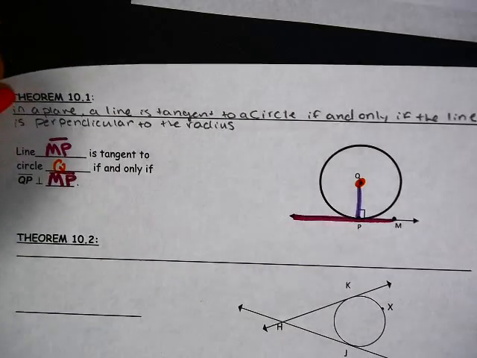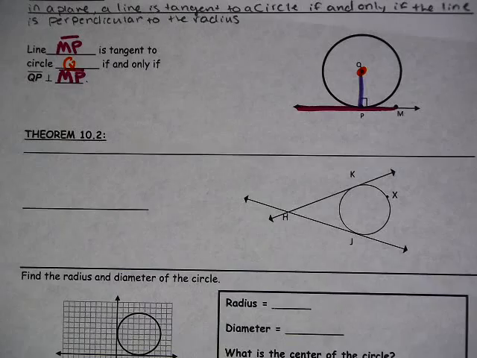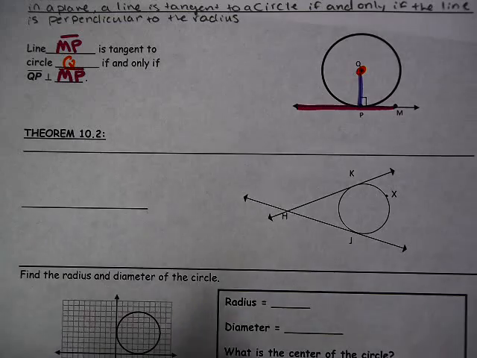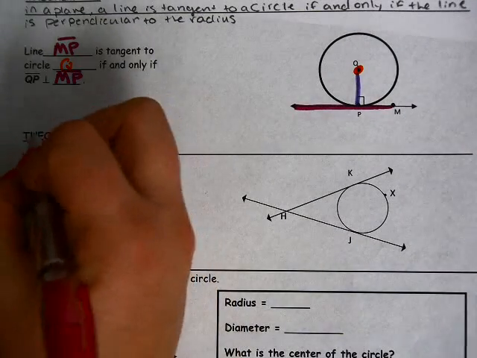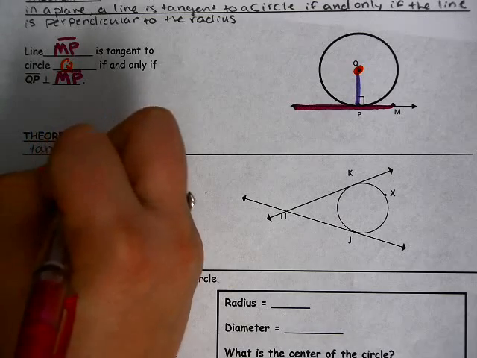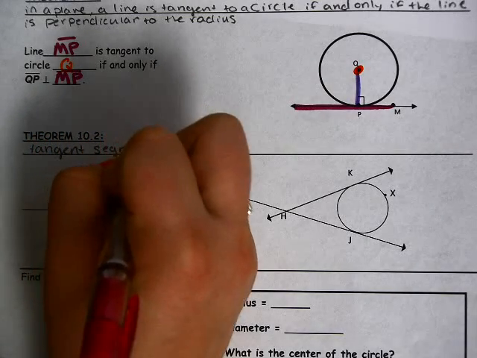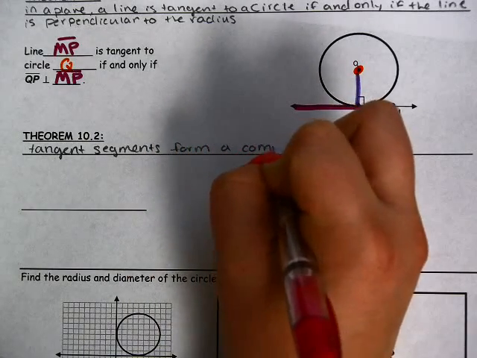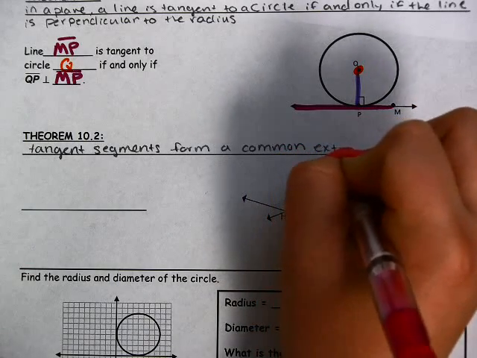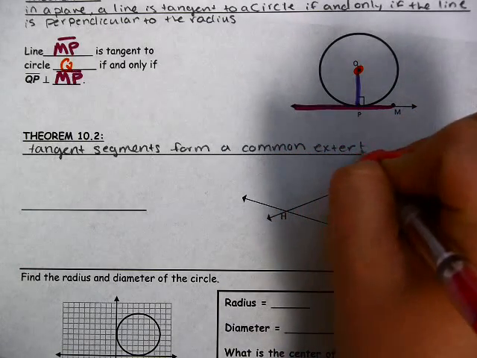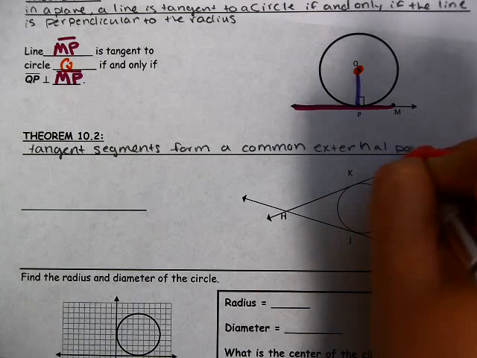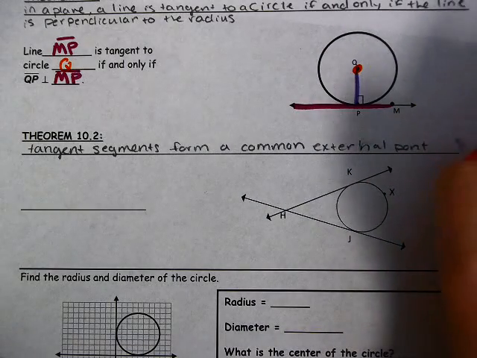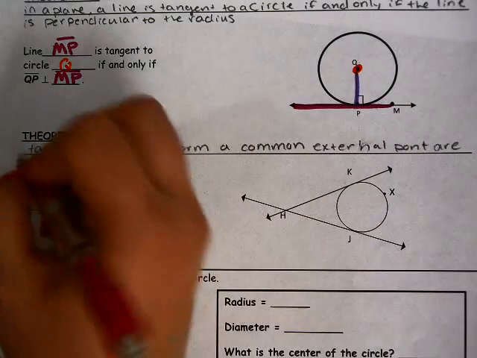Alright, I'm going to move on now to Theorem 10.2. And Theorem 10.2 states that tangent segments from a common external point are congruent.